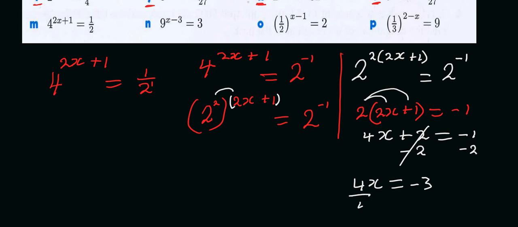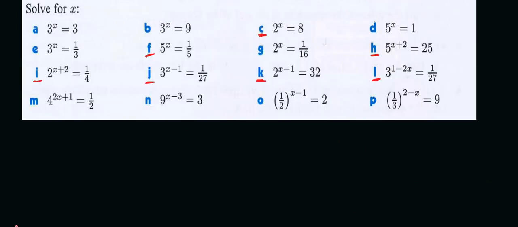So we can divide both sides by 4, and the 4s cancel out, and the final answer would be x equal -3 over 4. And so this is now the final answer. I hope this is clear. All right, so let's move on to the next one. All right, so I think you can try this question N. Using the same concept we applied to question M, use that concept to deal with this.